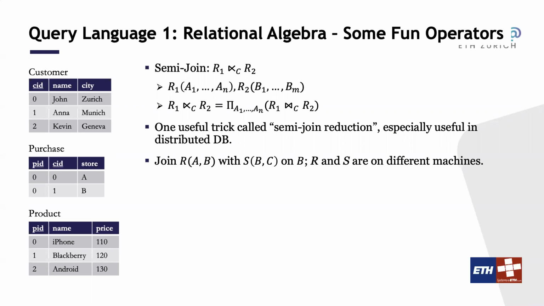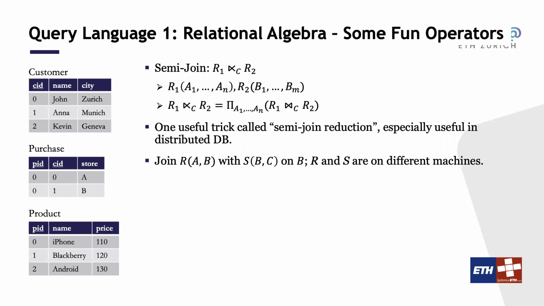I have one relation with attributes A and B, and another relation with attributes B and C, and I have two machines. On machine 1, I have R. On machine 2, I have S. And then I want to calculate R join S. Let's assume I want to do a natural join. The bottleneck of the system is the communication. I want to decrease how much information I need to send from one machine to the other.